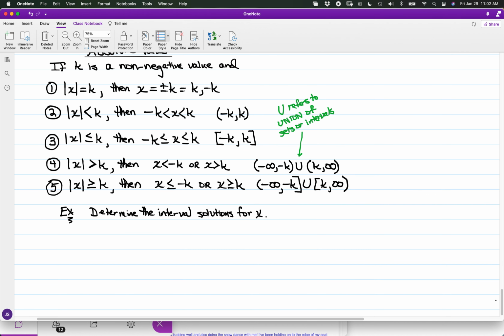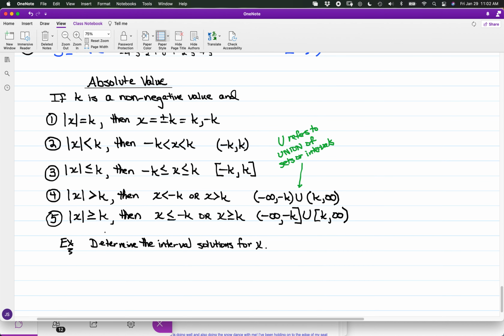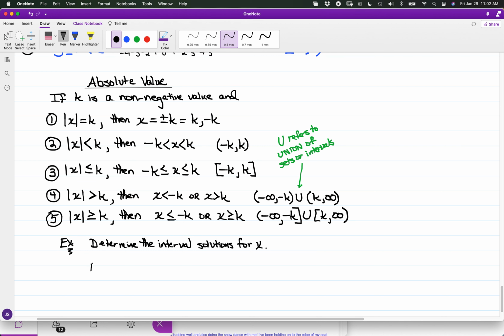Okay, so for the interval solutions for x, if we have as a first item, and I'm just going to work around, let's say, just kind of get us started once again: if I have the absolute value of x minus 1 is less than or equal to 7.